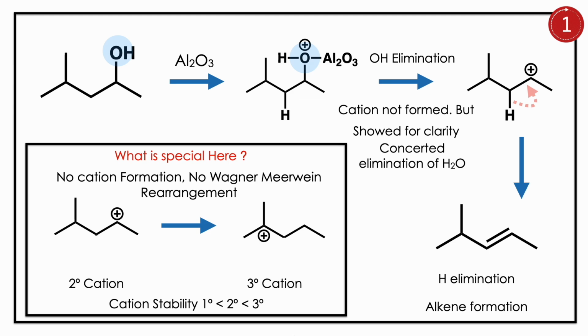Why is this reaction important? Because the cation doesn't form, so there is no Wagner-Meerwein rearrangement. In the normal case, the cation forms and a hydride shift occurs. You have cation formation, so many things are possible. Here there is no rearrangement, no cation formation, no extra skeletal change. So alumina doesn't promote cation formation. It forms by concerted elimination of hydrogen and OH. You have the final alkene there.